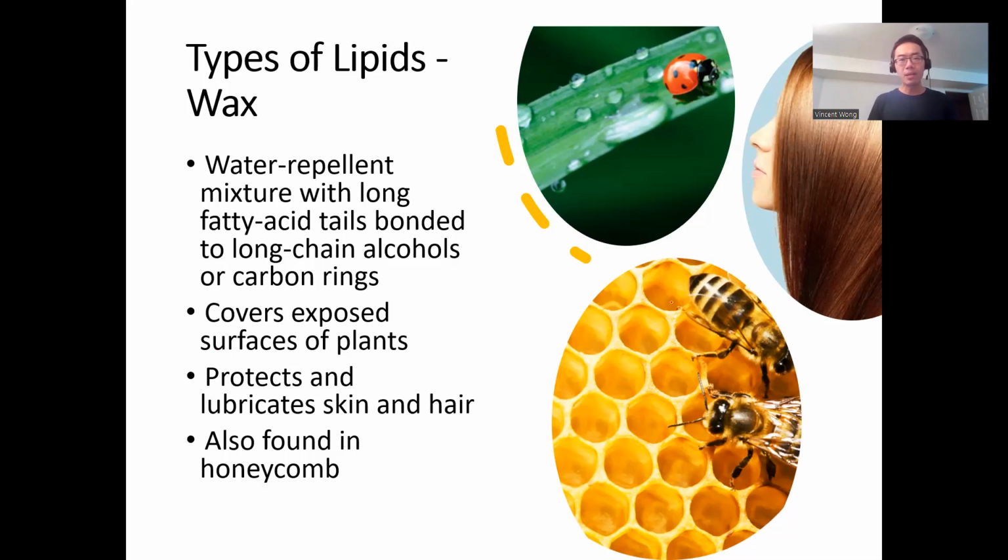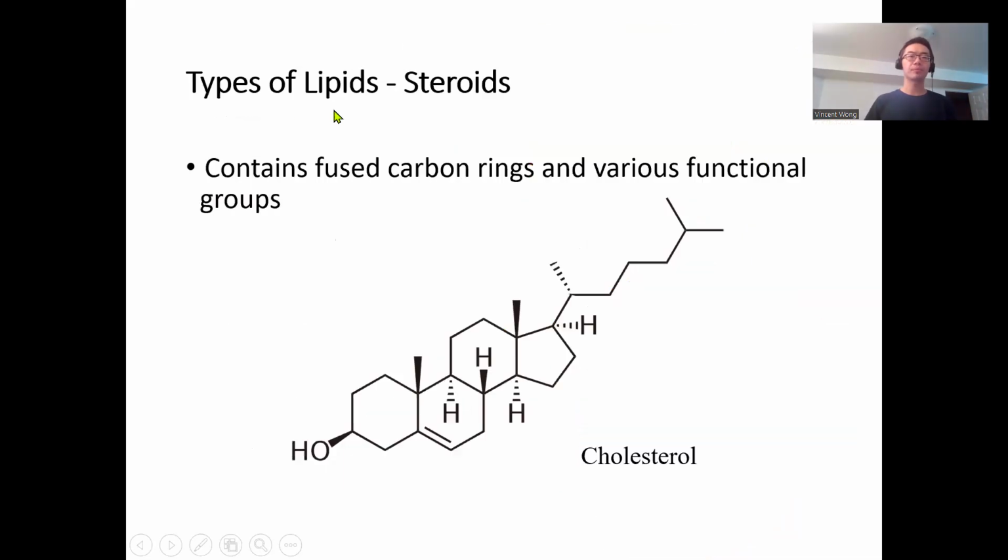Okay, beeswax. Some people use beeswax for cosmetics, right? For lip balm and stuff like that. And we also have waxy substance in our hair and our skin to form water repelling surfaces. They have long fatty acid tails bonded to long chains of alcohols or carbon rings. Don't worry too much about that. I don't think I have any questions on the test regarding wax. Just know that it is an example of lipids.